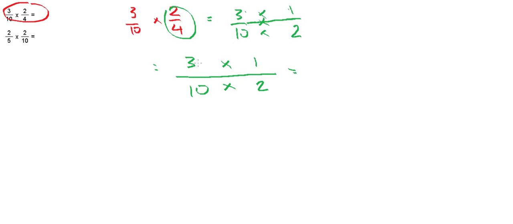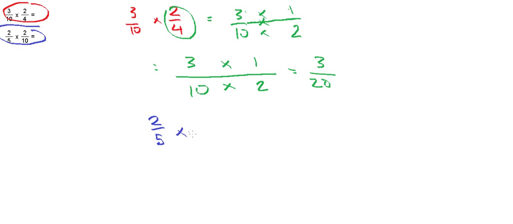So 3 times 1 gets us a numerator. So multiply numerators together, which is 3, and 10 times 2, which is 20. So we can't simplify that fraction anymore. So that's all you have to do when you multiply fractions. You just multiply the numerators to get the numerator, and you multiply the denominators to get the denominator. Alright, let's try the second question here.